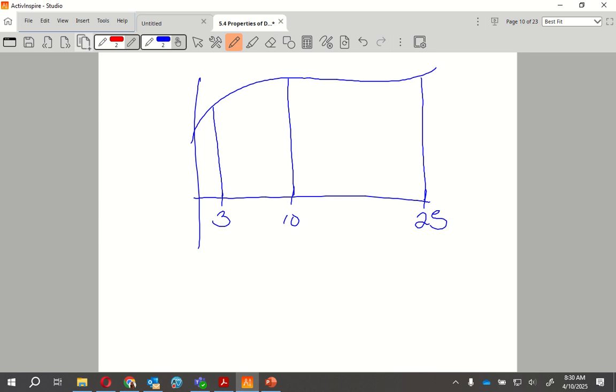Okay, so I have the whole thing, which is my 3 to 25. That's the total area, right? That's the total area. So whatever it is, it's A1 and A2, okay? The total area of all of that. And I'm going to minus area of, where did it say? 10 to 25?